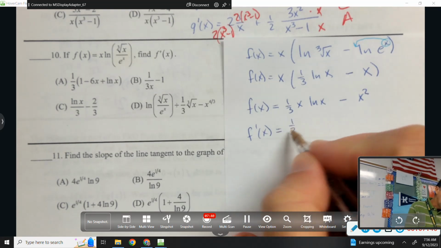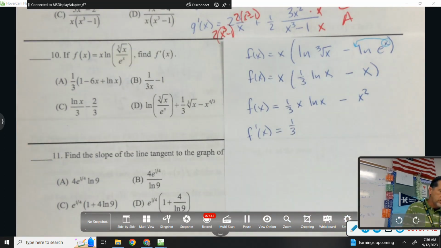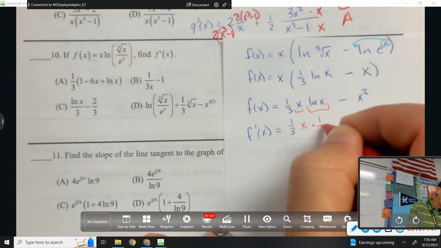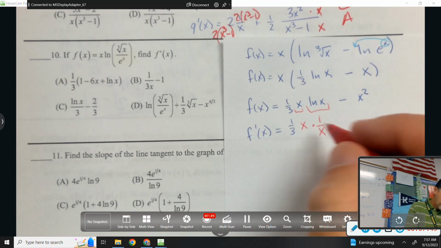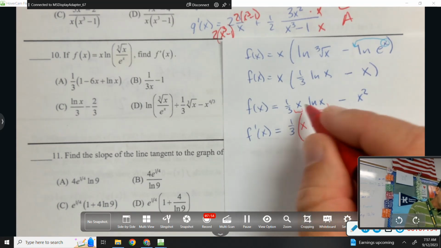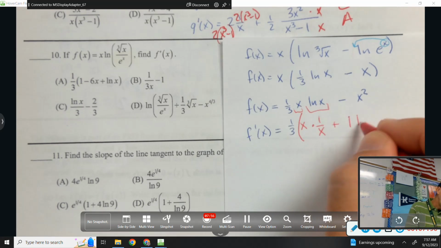Okay, so 1/3. Now the product rule is first times derivative of the second. I'm just going to leave the 1/3 out front. Plus derivative of the first times the second.